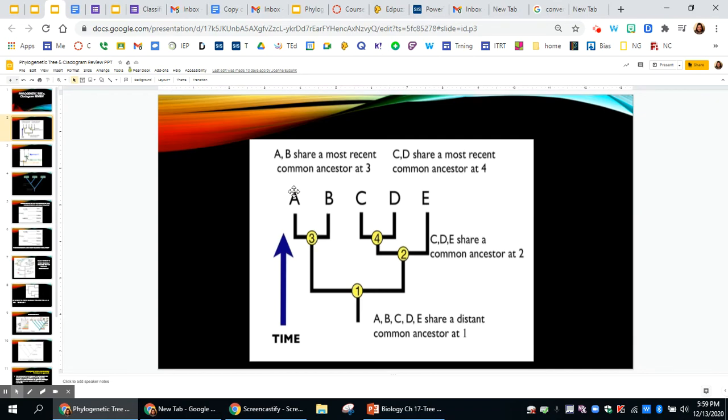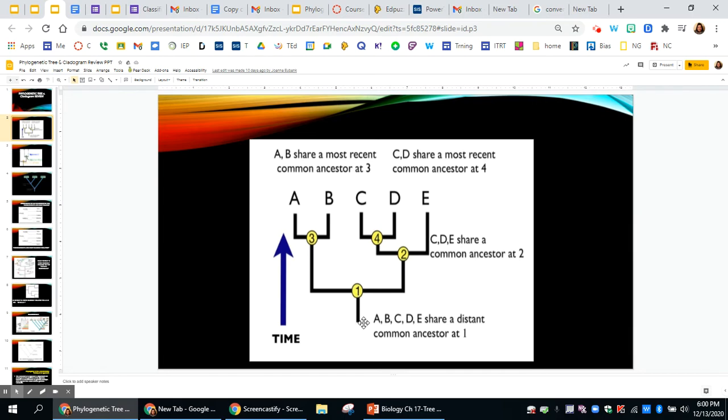Notice that organism A and B share a common ancestor, and you'll find that ancestor at point 3. C and D share a common ancestor, and you'll find that common ancestor at point 4. And then C, D, and E, the last place that all three of them meet would be at point 2. If you want to find the most common ancestor for all 5 of them together, that's here at point 1.